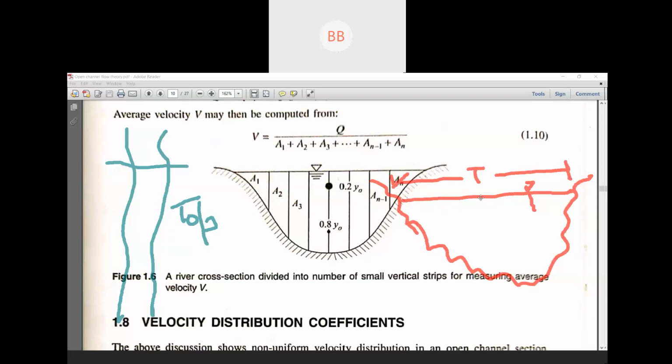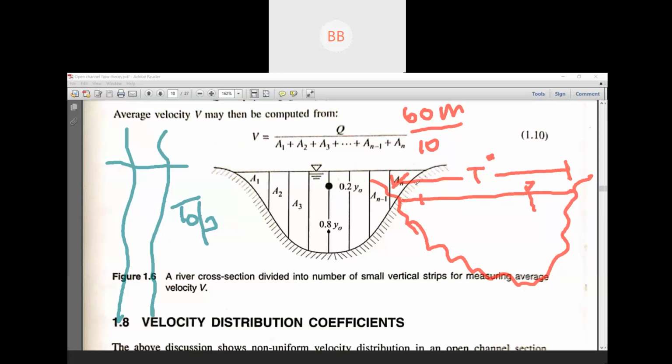Suppose the top width of this particular channel is 60 meters. Just an example, okay? If the top width is 60 meters, then what are we going to do? We consider a number of sections. Suppose we consider a 10-meter section, that means we are going to divide the whole width into 10-meter sections.